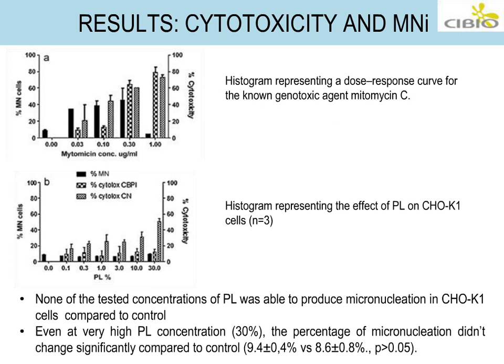In graph B, you can see the histogram representing the effect of platelet lysate on the hamster cell line, and you can see that none of the tested concentrations of platelet lysate was able to produce micronucleation in the cells. Even at very high platelet lysate concentration, about 30%, the percentage of micronucleation didn't change significantly compared to controls.